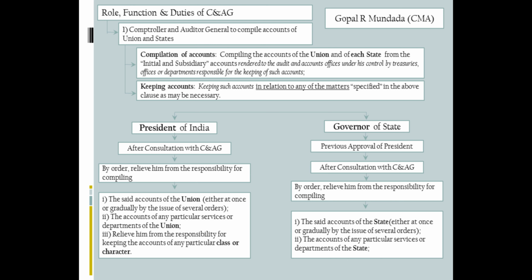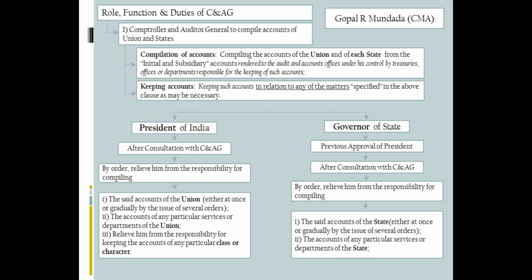In these three cases, the President of India relieves the C&AG. This is basically an allocation of work by the C&AG to the President of India, and there are three categories of work that may be allotted by the C&AG to the President of India.